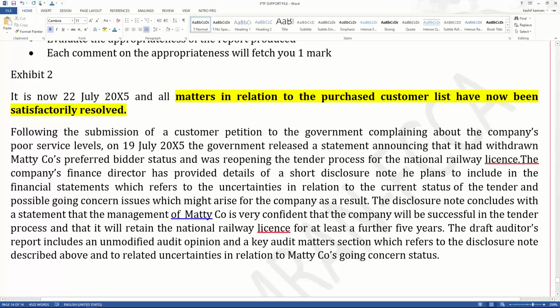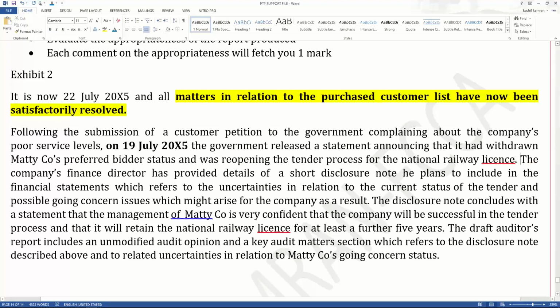We are about to sign the report, and all the matters in relation to the purchase customer list have now been satisfactorily resolved. Following the submission of a customer petition to the government complaining about the company's poor service level, on the 19th of July 20x5, that is before the signing of the audit report, the government released a statement announcing that it had withdrawn Petty company's preferred bidder status and was reopening the tender process for the National Railway license. So is that damaging the going concern status of the company now?